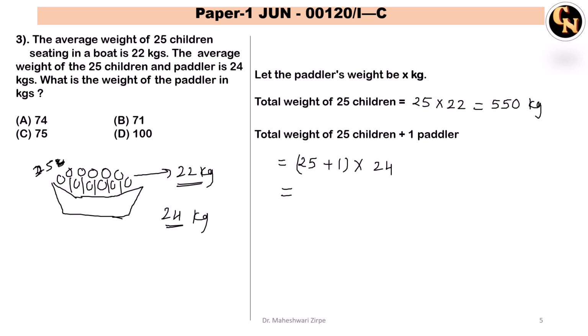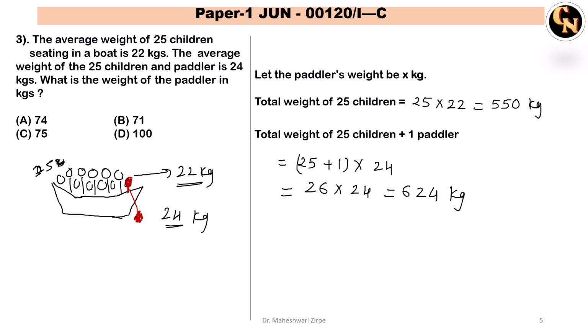So 25 plus 1, because 25 children and one paddler. Let me show the paddler here with red color. He is a paddler who is paddling. So this paddler will be added to those 25 children. That means 26 into 24, which comes out to be 624 kg if you multiply it.